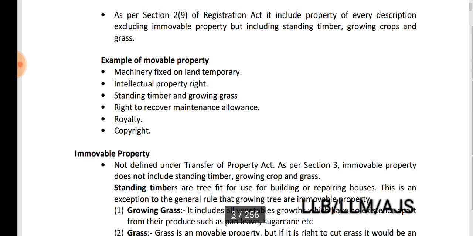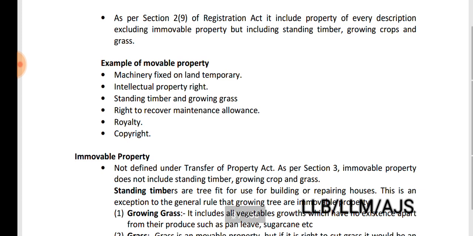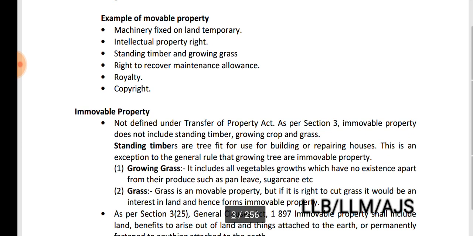As per Section 2(9) of the Registration Act, I think the year is 1908, movable property includes property of every description excluding immovable property, but including standing timber, growing crops and grass. It is standing timber only, not trees. Why growing crops and grass? Because these crops are grown for a temporary period. And grass. Standing timber.